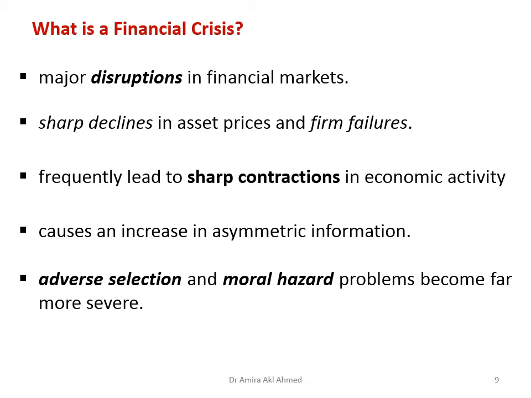Recall that the financial system performs the essential function of channeling funds to individuals or businesses with productive investment opportunities. If capital goes to the wrong uses or does not flow at all, the economy will operate inefficiently or go into an economic downturn. A financial crisis causes an increase in asymmetric information, making adverse selection and moral hazard problems far more severe.